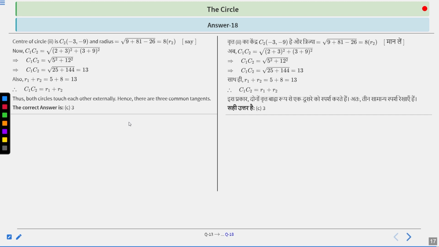So in this way, we have discussed a lot of different types of questions based on circles. Hope you understood each and every concept, and how to apply the concepts in the questions, right?